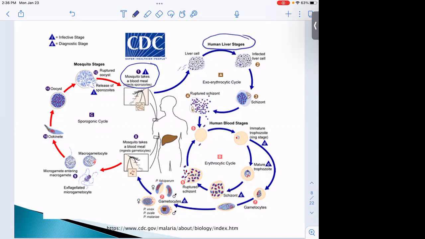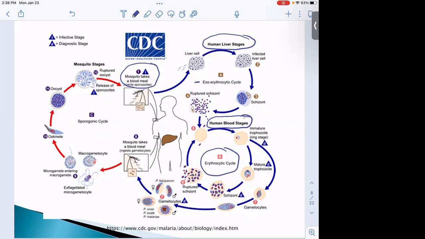I think it's in the hepatic vein. So we call that the human liver stage. Sometimes it's referred to as the exoerythrocyte cycle, so not in the red blood cell. Okay, but there's some maturation in the liver. Don't worry about the schizonts and all the different forms that we have for the actual Plasmodium. But when that maturation of the Plasmodium takes place, then it enters into the human blood stages, okay?